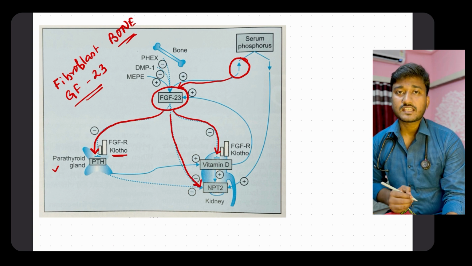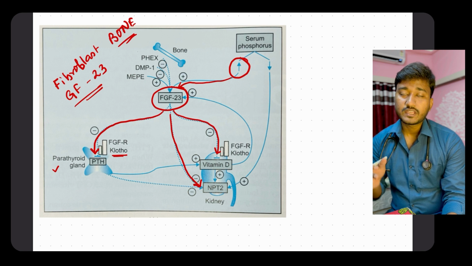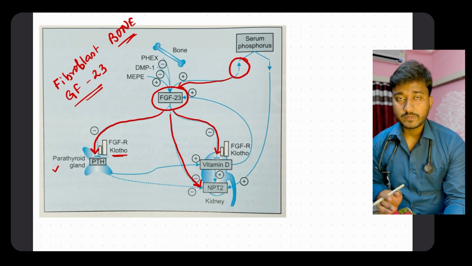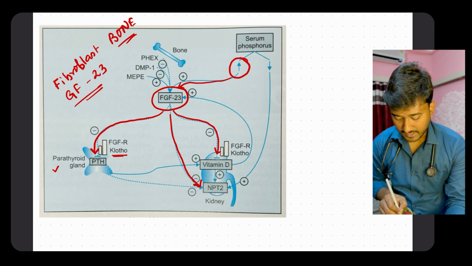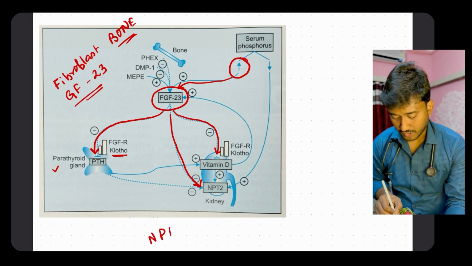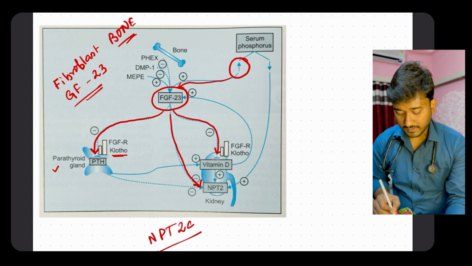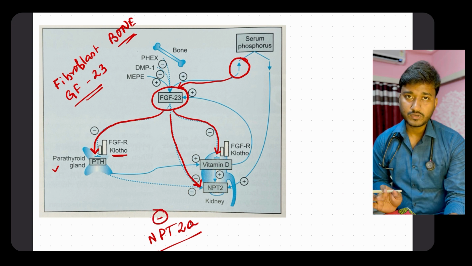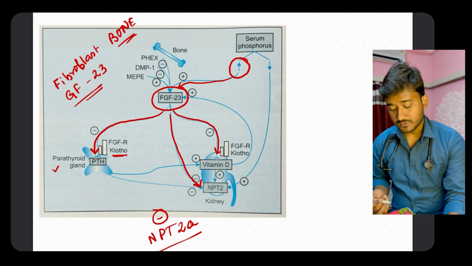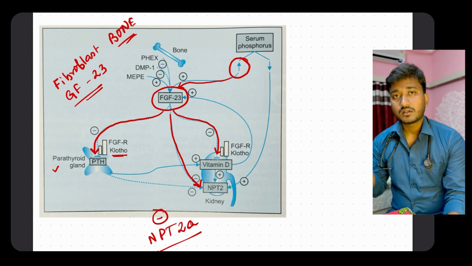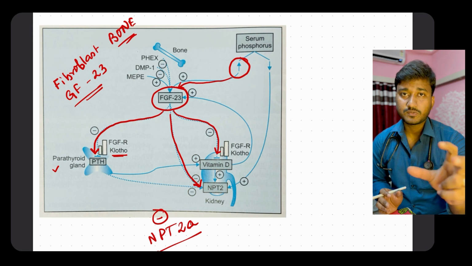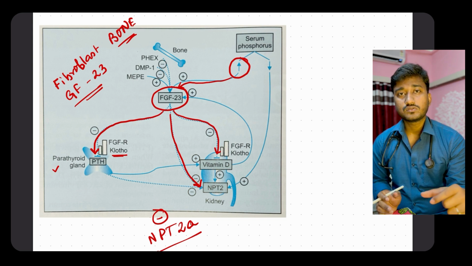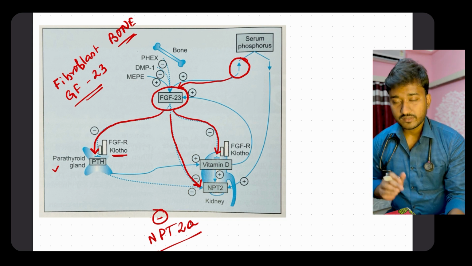So the phosphate is basically reabsorbed in the proximal convoluted tubule by the sodium phosphate transporter, that is NPT2A, sodium phosphate transporter 2A. Okay, so FGF23 basically goes and inhibits this sodium phosphate transporter 2A. Therefore what happens, phosphate is basically thrown away into your urine. So we started with increased phosphate and FGF23 leads to excretion of phosphate in the urine. Thank you.